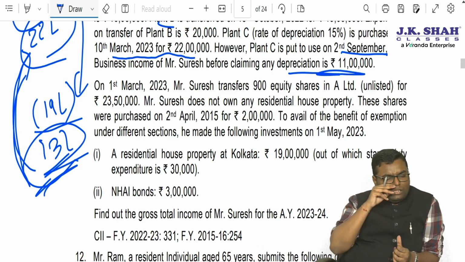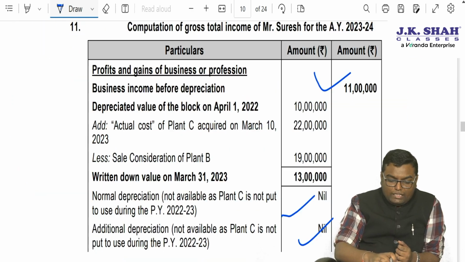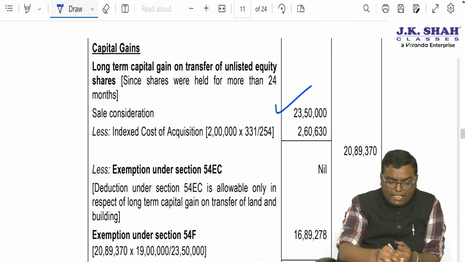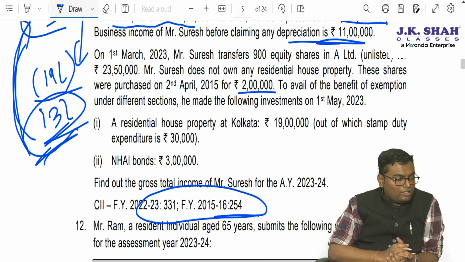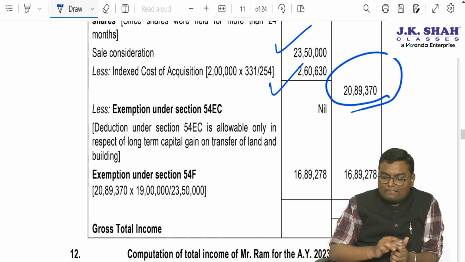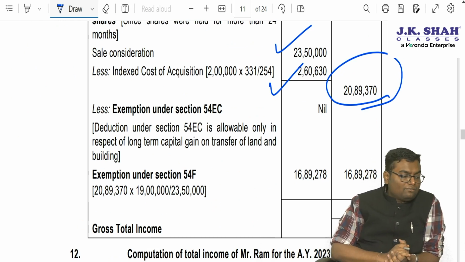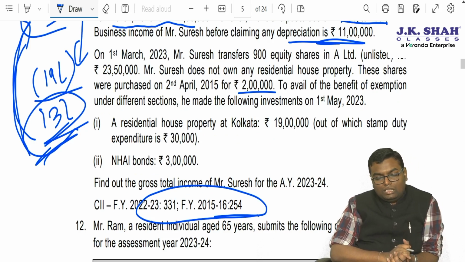First of all, let's calculate the long-term capital gain. So the shares are sold for 23,50,000. It is long-term, so I will deduct the indexed cost of acquisition. The cost is given as rupees 2 lakh. Index numbers are also given. Accordingly, if we do indexation, that will be deducted, and my LTCG will be 20,89,307. Please remember what I have sold. I have sold unlisted shares. Now, against this, what has he purchased?